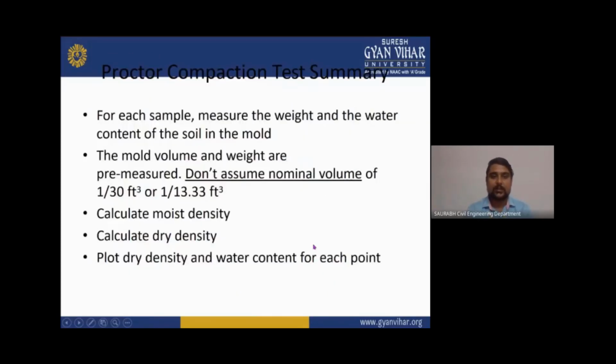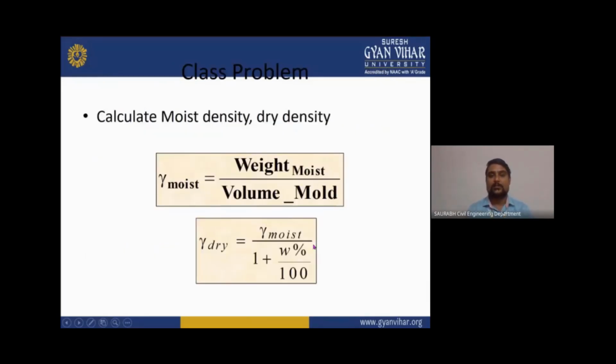And now what we have to do in the Proctor compaction test summary, we will see here. For each sample, measure the weight and the water content of the soil in the mold. The mold volume and weight are pre-measured. Don't assume nominal volume, 1/30 cubic foot and 1/13.33 cubic foot. Calculate the moist density, calculate the dry density, and plot dry density and water content for each point. As you can see here, what is the problem? Calculate the moist density and dry density.